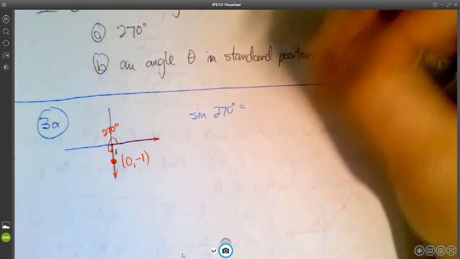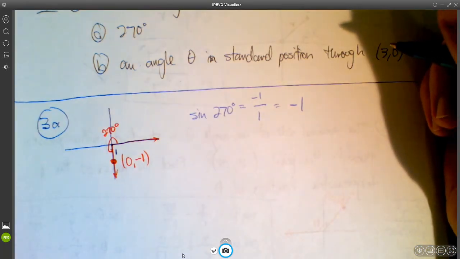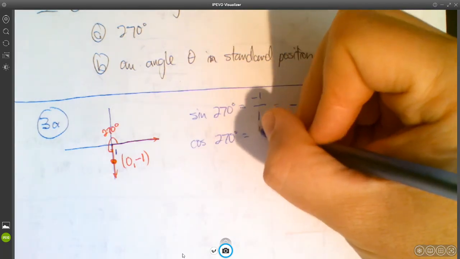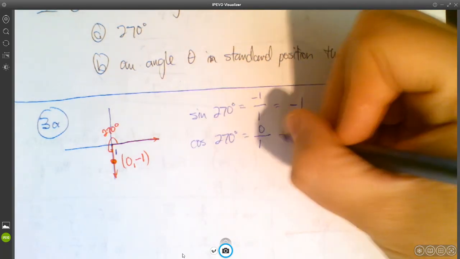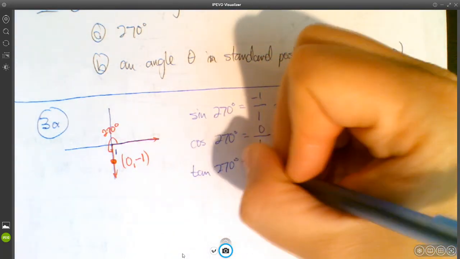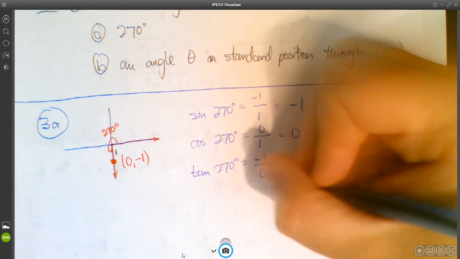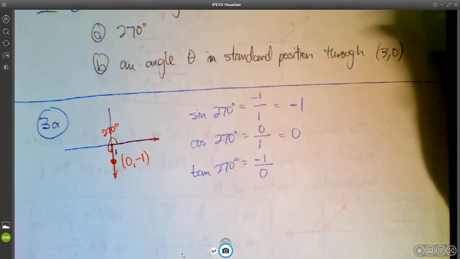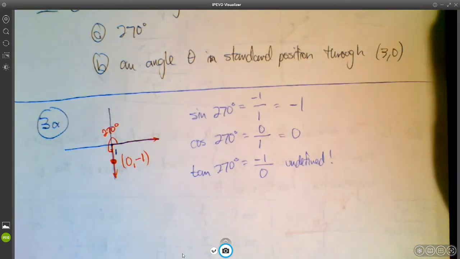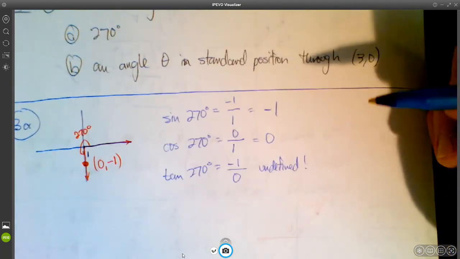So sine theta would be y over r. That's just -1. Cosine theta would be x over r. So that's just 0. Tangent theta would be y over x. Ooh, problem, right? -1 over 0 is undefined. So tangent of 270 degrees is not defined. You can verify that on your calculator if you want.